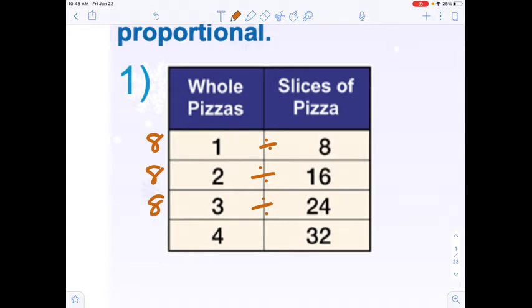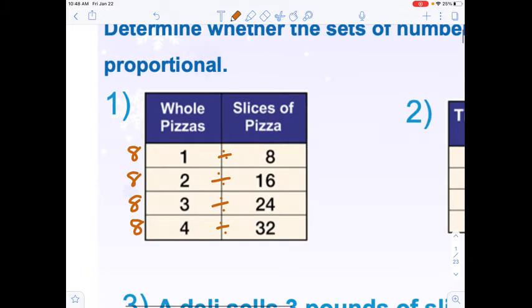And again, we want to check every column to see that it is constant. 32 divided by 4 is 8. So the sentence for this would be, it is proportional because the rate of whole pizzas to slices of pizza is constant, or is equal, right? They're all 8.